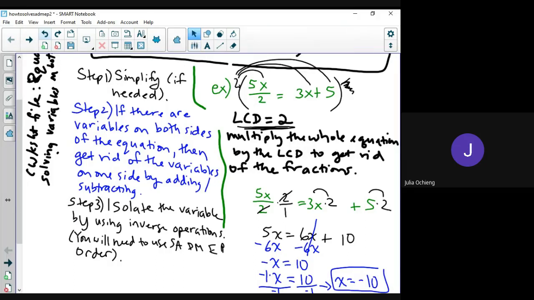And that should be enough for you to do these problems on your own. And a worksheet or practice problems.